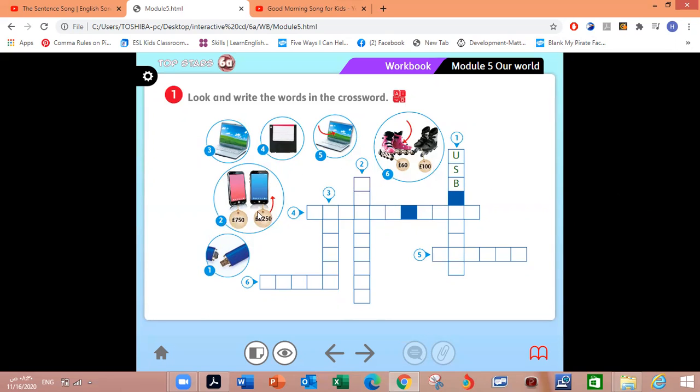Number 2. Look at the price tag here. We have mobile phone with 2,250. The other one is 750. So which one is more expensive? Yeah, this one. So here, expensive. Excellent.